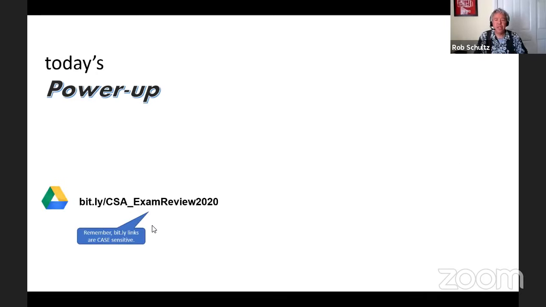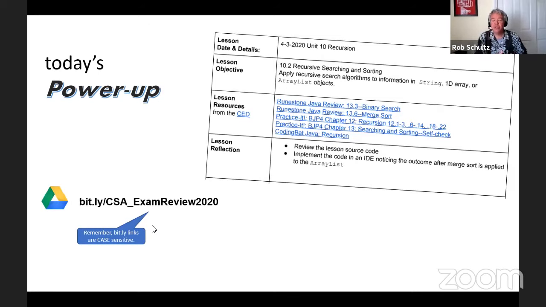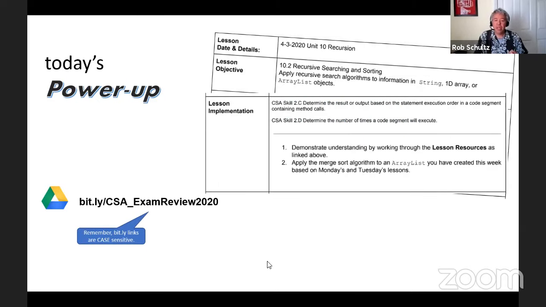So our power up for this weekend, again, the lesson resources from the CED are always very helpful. Runestone, Practice It, Coding Bat. But the main thing that I'd like you to think about over the weekend, see if you can apply the merge sort algorithm to an array list that you've created this week based on Monday and Tuesday's lessons, okay? See if you can get merge sort working, and then once you have it working for an array list of integers, go back and try and apply merge sort to an array list of dogs or horses or animals in general. Think about what you would have to do to try and sort an array list of dogs based on their name using the get name method that we talked about earlier in the week.